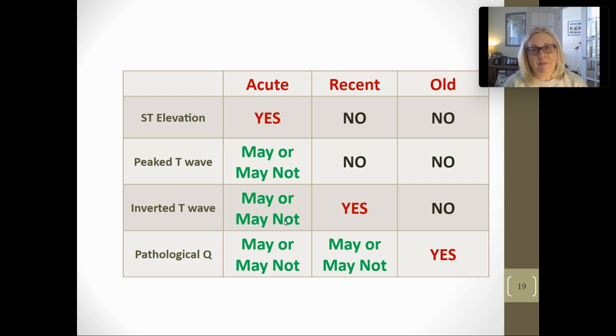Sometimes they show up there, sometimes they don't. It definitely will be there if you've had a recent MI. So if we had one a couple of days ago, or yesterday, or last week, you'll see inverted T's in the region where you had the MI. It does not show up in an old MI. Okay.